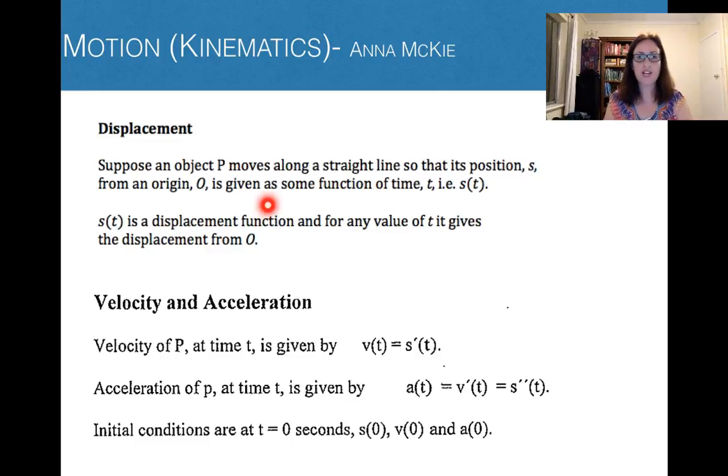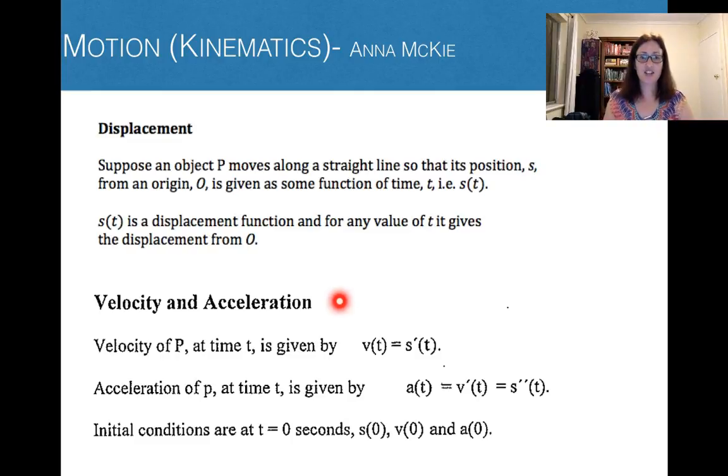Suppose we have an object, P, that moves along a straight line so that its position S from an origin O is given as some function of time t, and that function is S of t. And S of t is a displacement function, and for any value of t it gives the displacement from O. So where that particle is in relation to the origin. So we're looking at the motion of a particle.